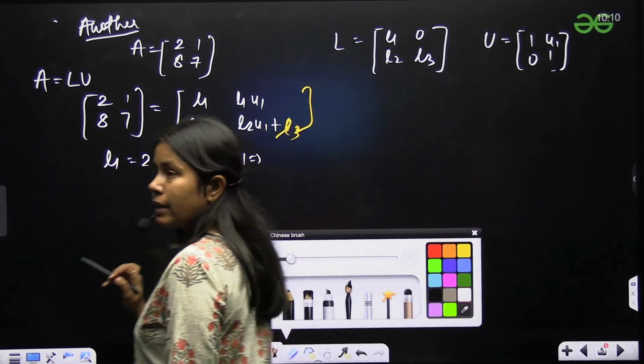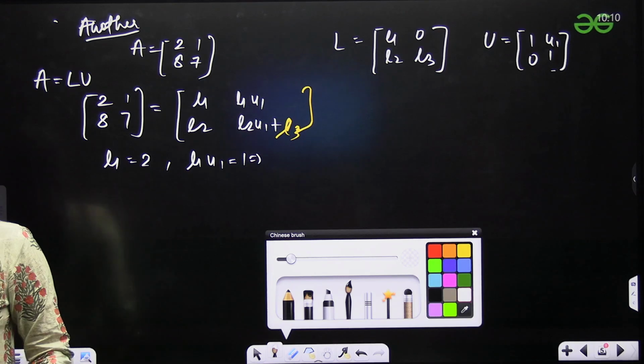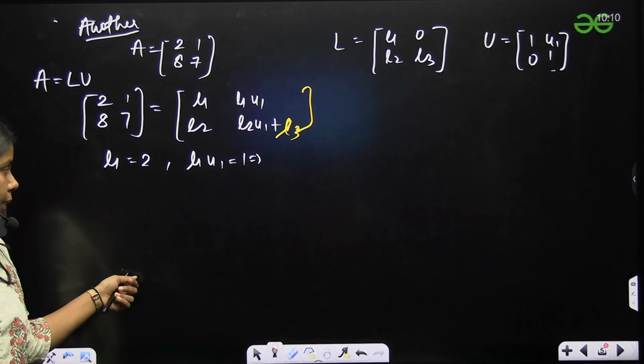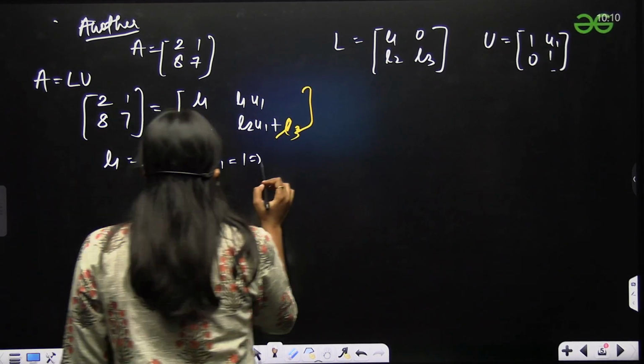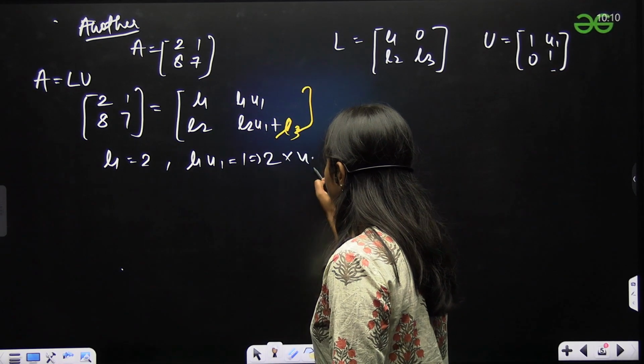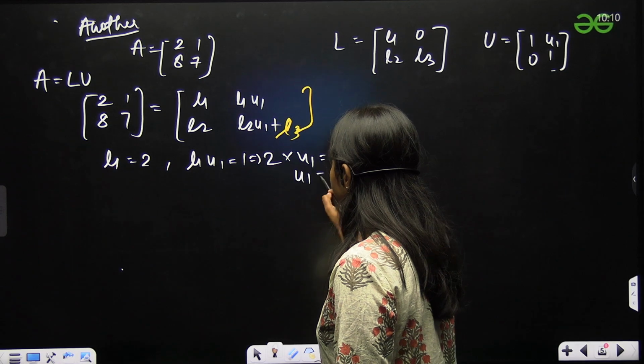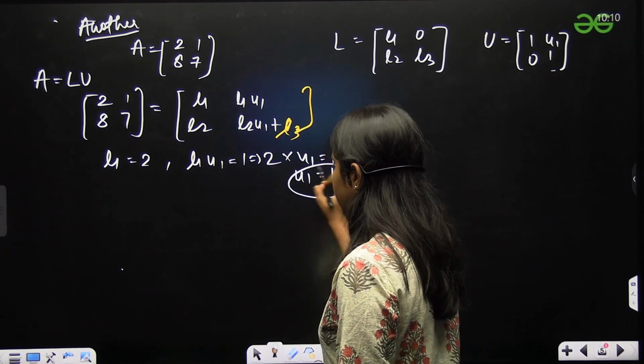So calculation, guys, just solve it carefully because there might be a chance that we make a calculation error. So L1 U1 is 1. So what would it become? L1 is 2, U1 is 1, equals 1, so U1 would become 1 by 2. Now it is correct, right?